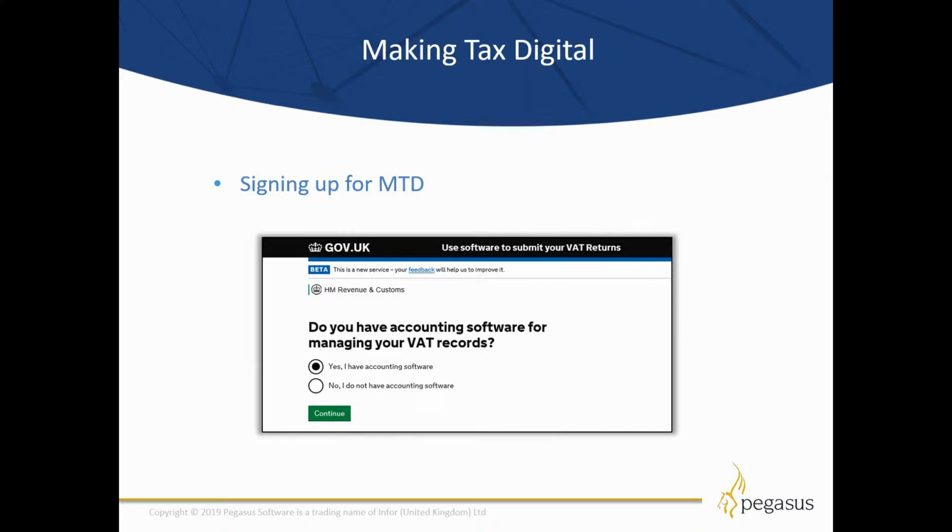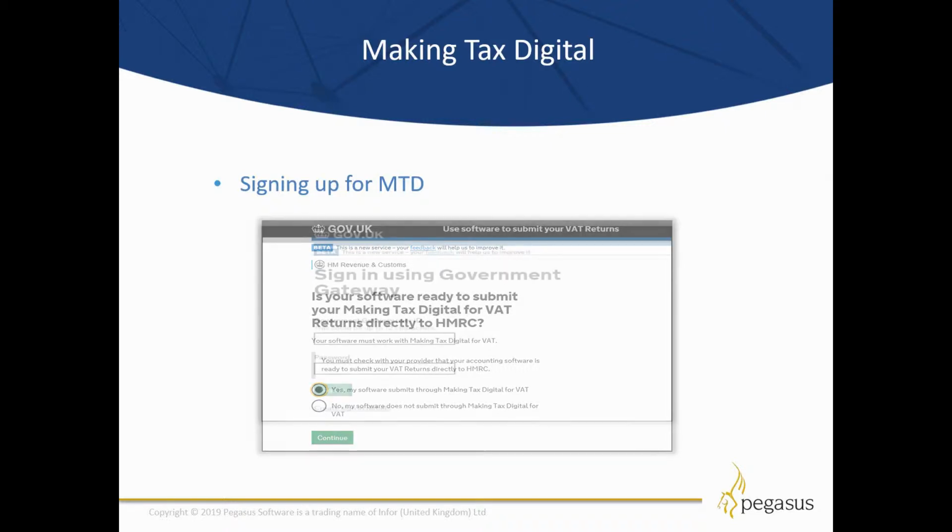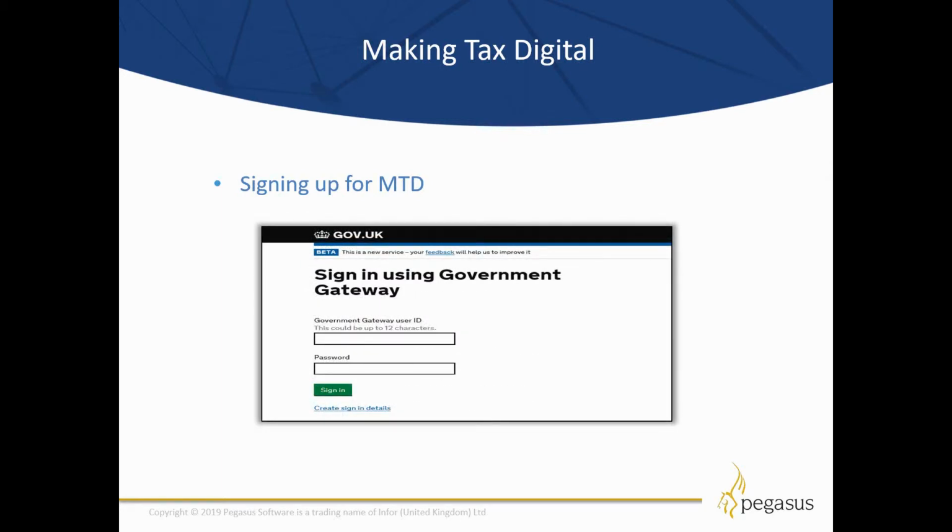The answer is, yes, I have accounting software because you are using Capital Gold accounts. The next question you will be asked is, is your software ready to submit your Making Tax Digital for VAT returns directly to HMRC? Again, the answer is yes, my software submits through Making Tax Digital for VAT because you are using Capital Gold accounts.